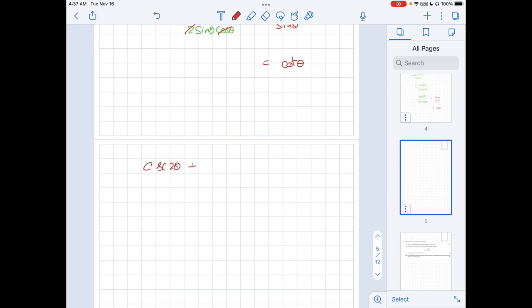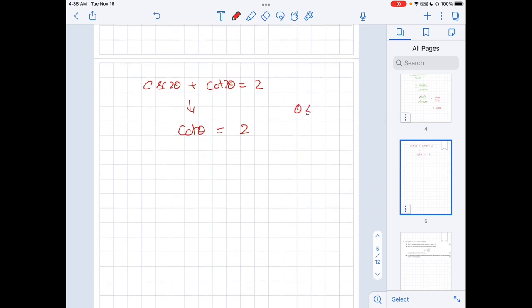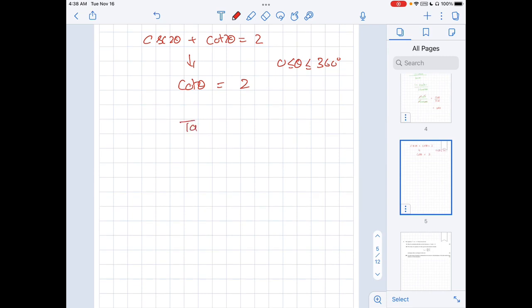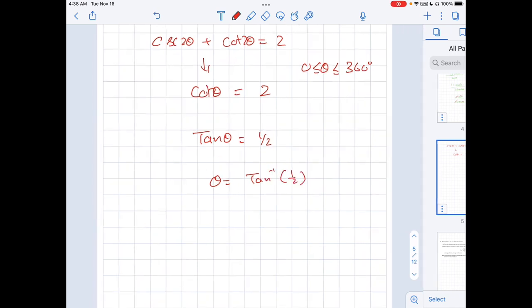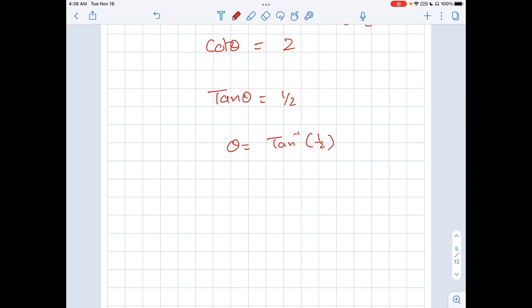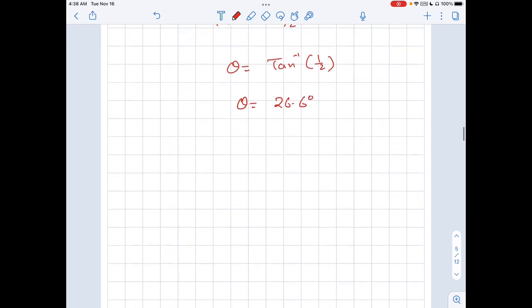Cosecant 2 theta plus cot 2 theta is equal to 2. Just now we have proved that this is equal to cot theta. Cot theta is equal to 2 and theta lies between 0 to 360 degrees. So cot theta equal to 2 means tan theta equal to 1 upon 2. So theta is equal to tan inverse 1 upon 2. When I do that, I get 26.6 degrees, but it lies between 0 to 360.